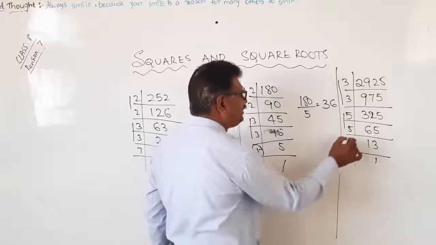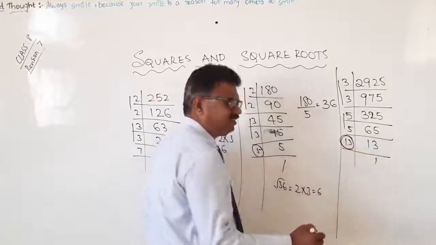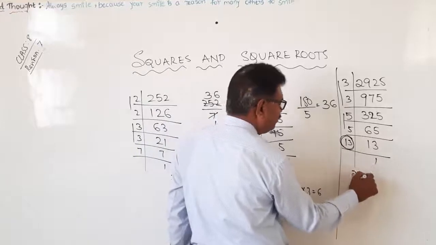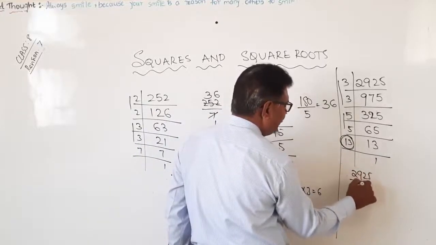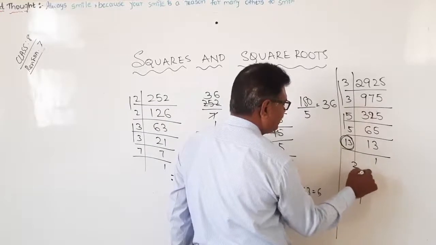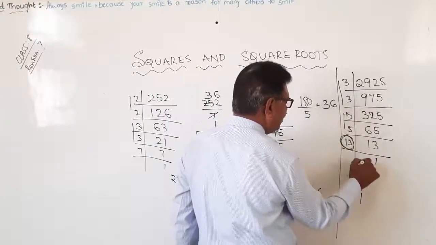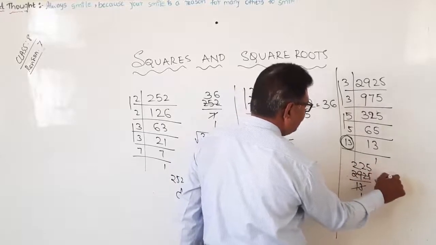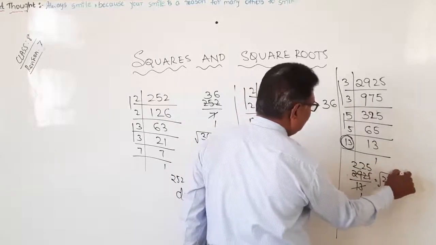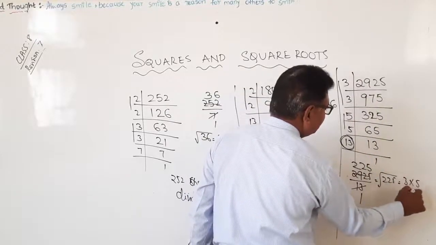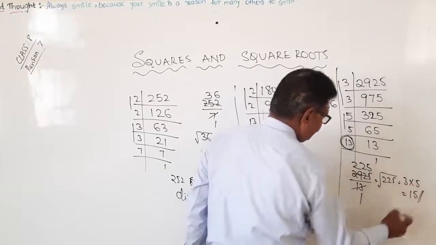But which number doesn't have a pair? Yes, 13 doesn't have a pair. Therefore 2925 should be divided by 13. 13 ones are 13, 13 twos are 26. Again 13 twos, 65. 13 fives. Therefore 225. Square root of 225 is what? Here 3, here 5. Therefore 15.